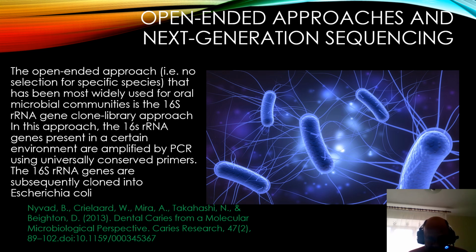In this approach, the 16S rRNA genes present in a certain environment are amplified by PCR using universally conserved primers. The 16S rRNA genes are subsequently cloned into Escherichia coli.